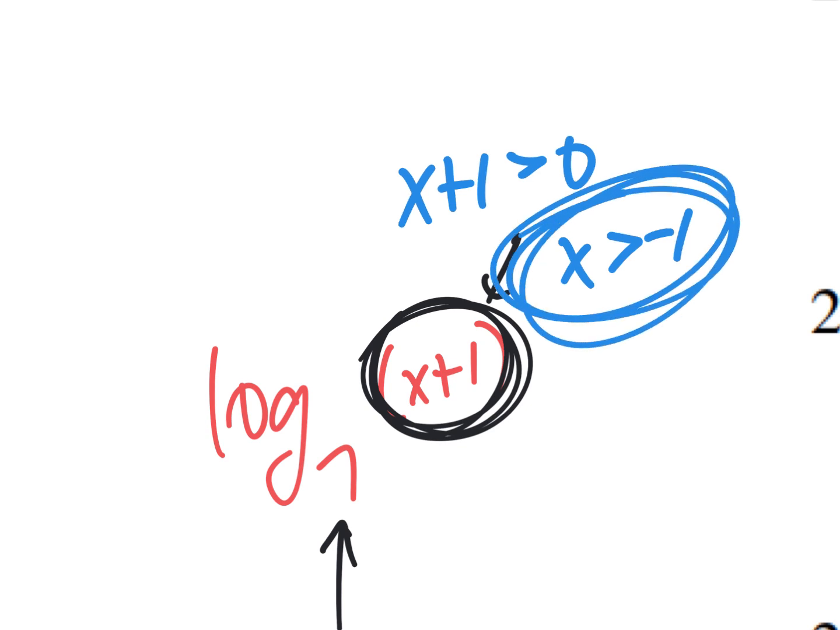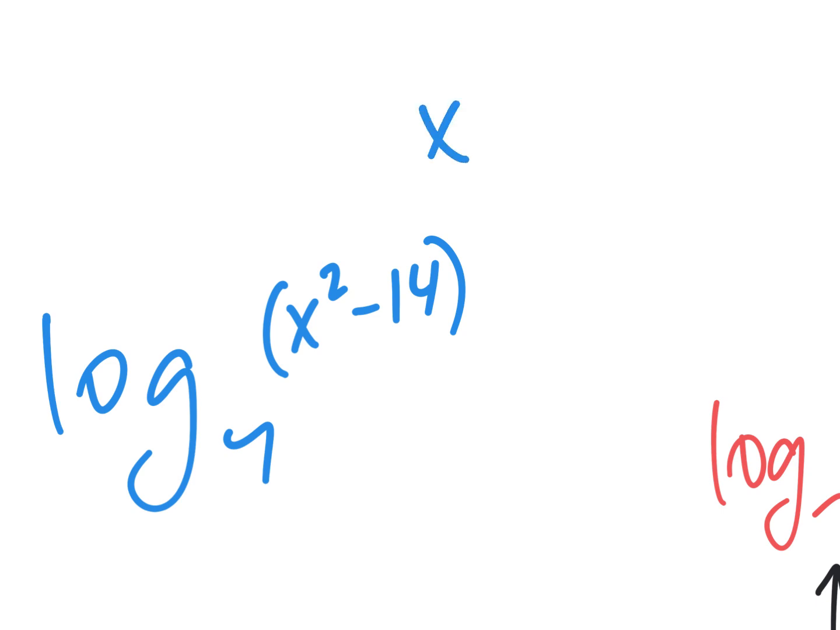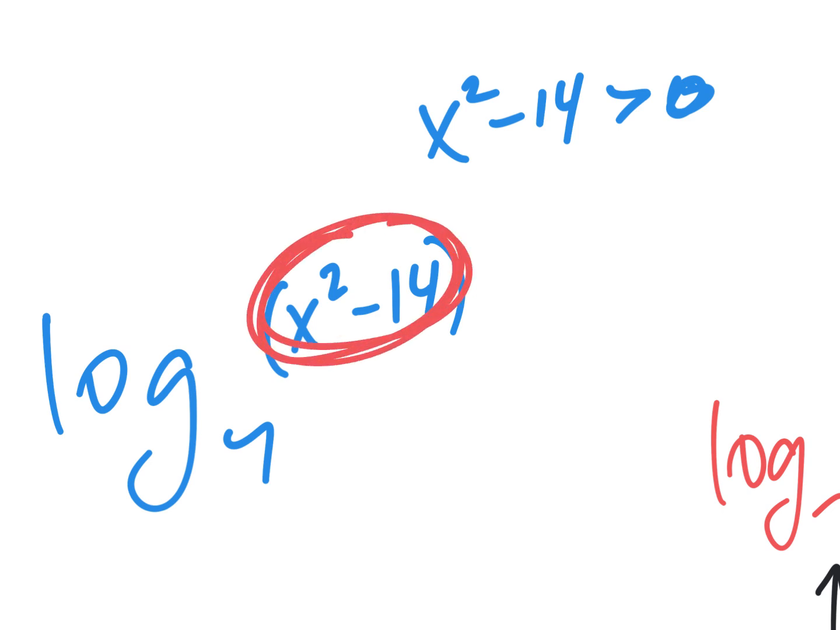That's the domain. Okay, so when they give you this, log base 7 of x squared minus 14, what's the domain? Well, you'd say x squared minus 14 needs to be positive, greater than 0. Solve. And that's all you got to do. So the domain questions are actually super easy. They're just checking to see if you know that needs to stay bigger than 0. Okay? You've learned everything that you need to know.